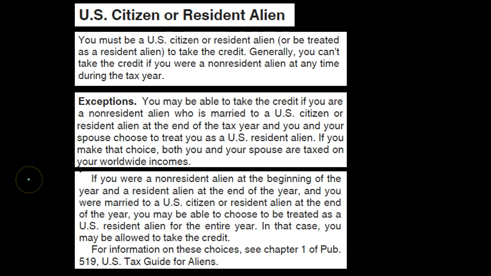Back to the text. If you were a non-resident alien at the beginning of the year and a resident alien at the end of the year, and you were married to a U.S. citizen or resident alien at the end of the year, you may be able to choose to be treated as a U.S. resident alien for the entire year. In that case, you may be allowed to take the credit. For information on these choices, see Chapter 1 of Publication 519, U.S. Tax Guide for Aliens. So if this is an issue for you, you can probably find that on the irs.gov. You're looking for Publication 519.